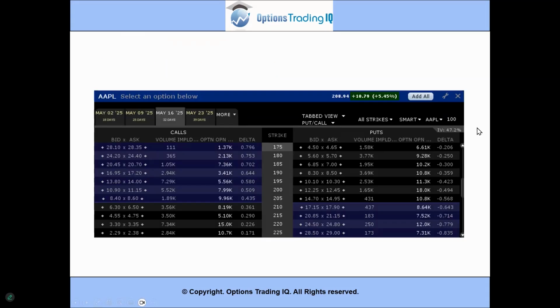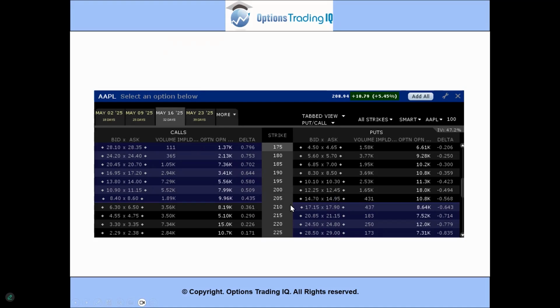So looking at the Apple option chain here, the stock is trading at about 208, 209. So anything below 209 would be considered in the money. So the 205 strike, the 200, anything below on the calls would be in the money. On the upside, anything above 209 in the calls is out of the money. And then the opposite is true with the puts. Anything above 209 is in the money, and anything below 209 is out of the money.